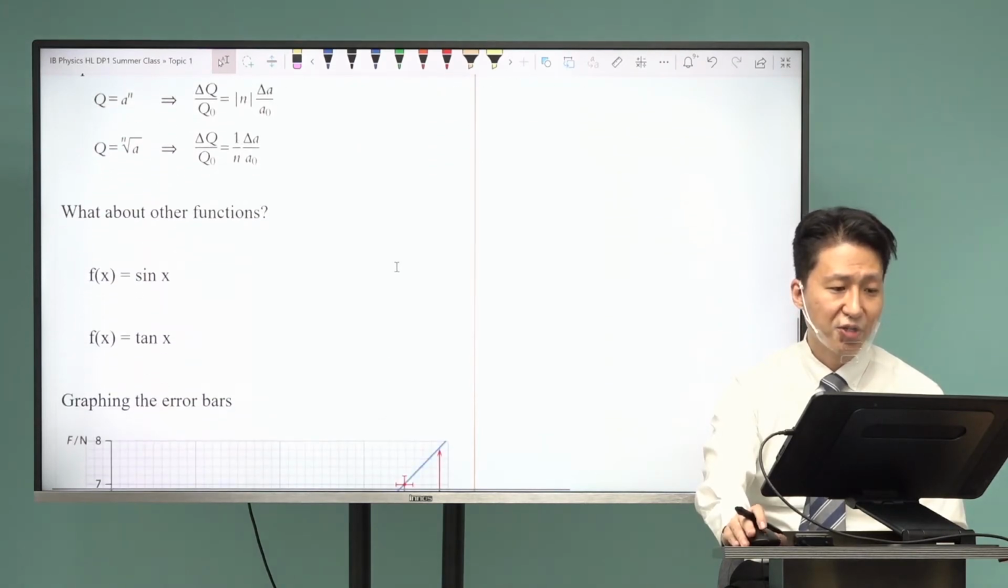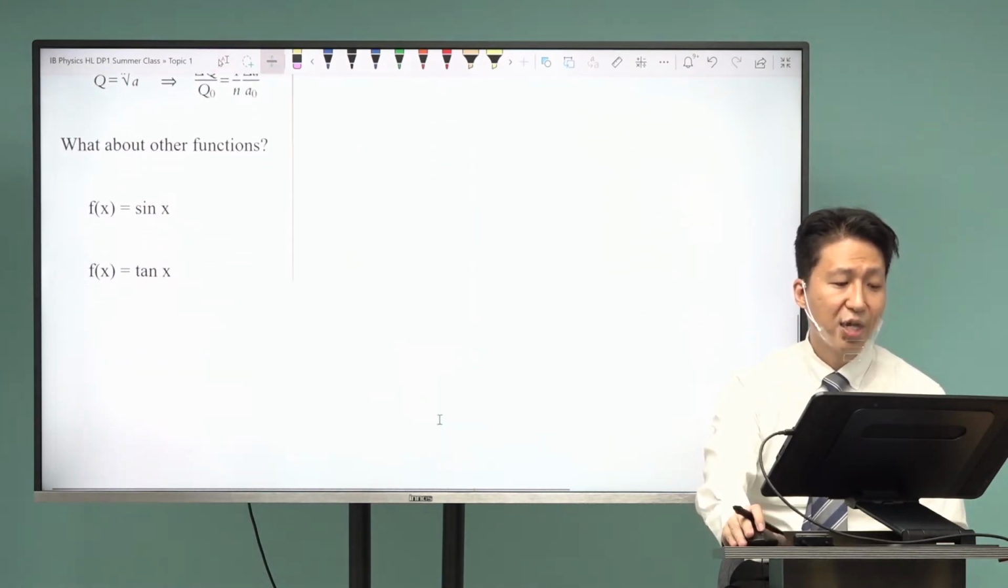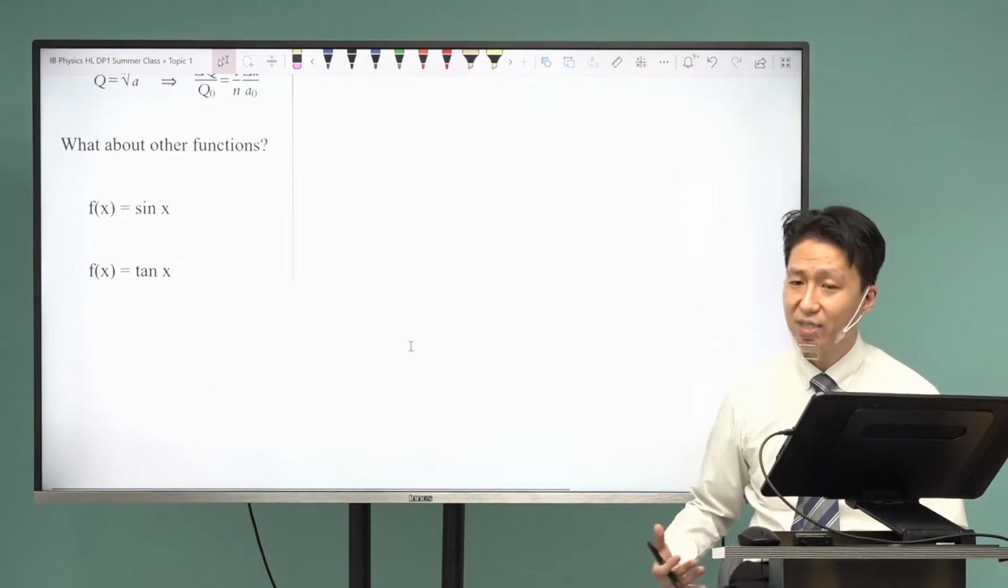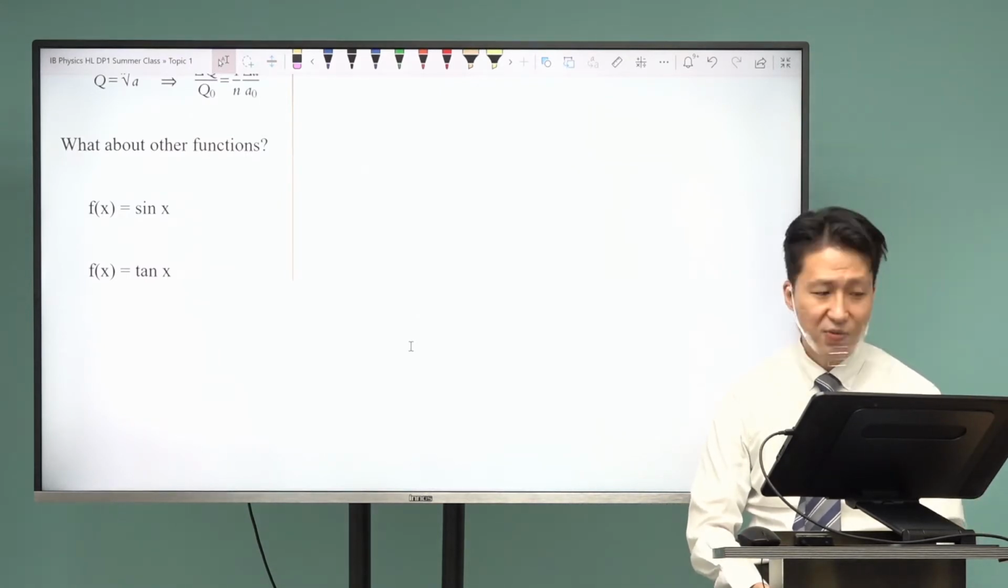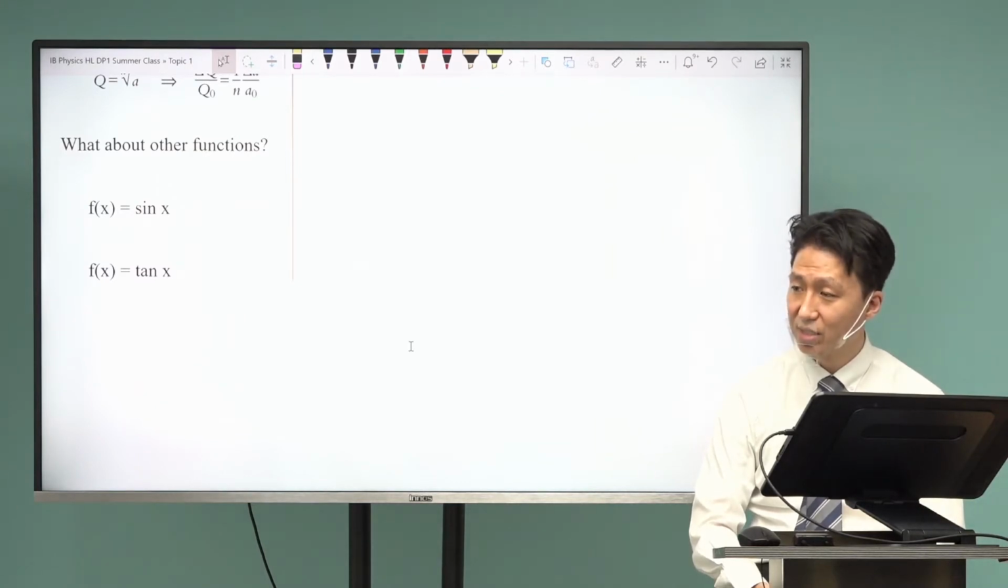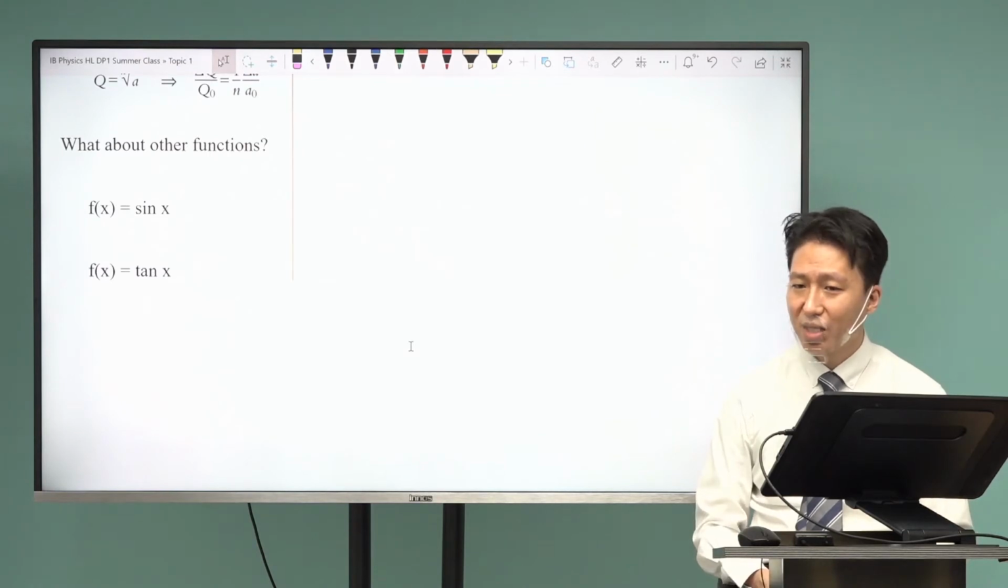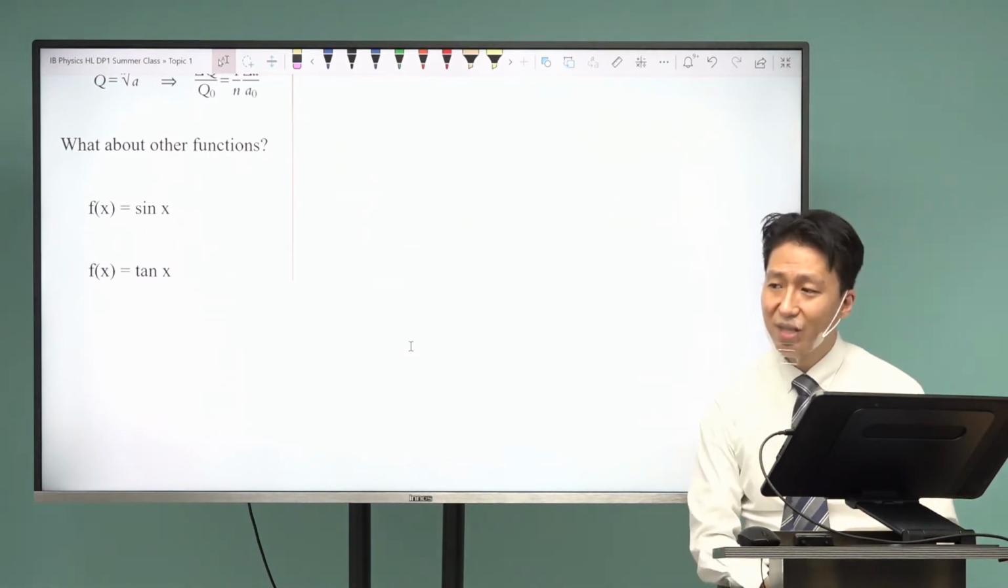So what about the other functions? There will be times where you will have to find the error of a sine function or a tangent function, right? Well, the rules don't really apply.